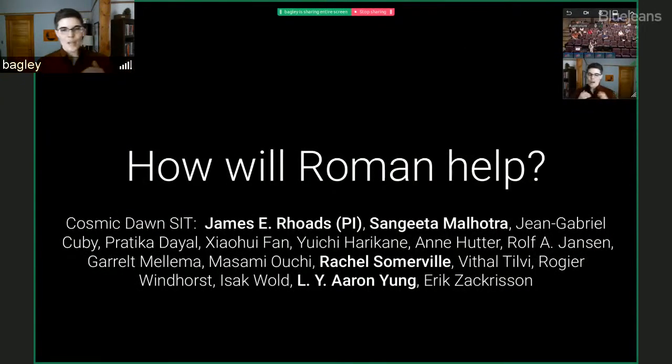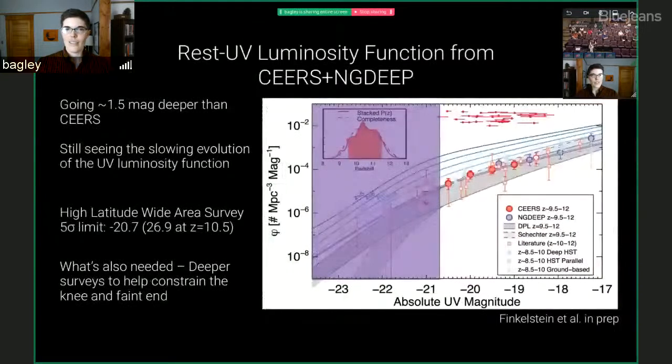I'm going to finish by talking about work that we did as part of the Cosmic Dawn SIT. Again, this is led by James Rhoads and Sangeeta Malhotra. And the question was, where is Roman's place given all of the results that JWST is providing?